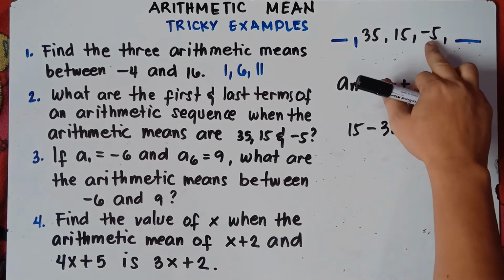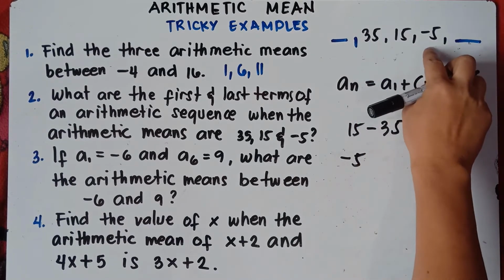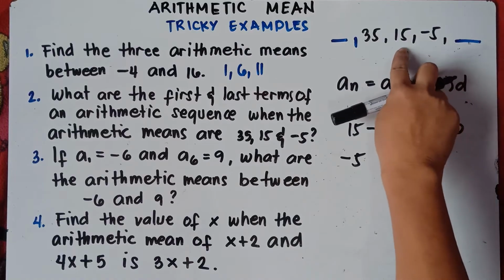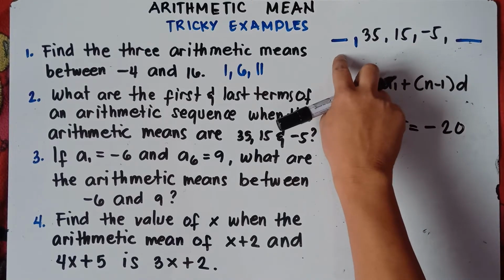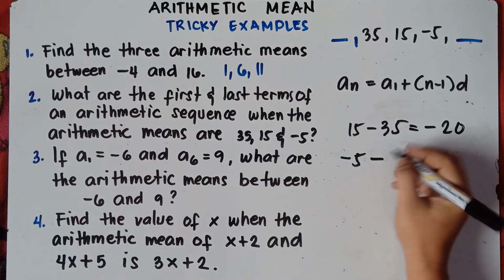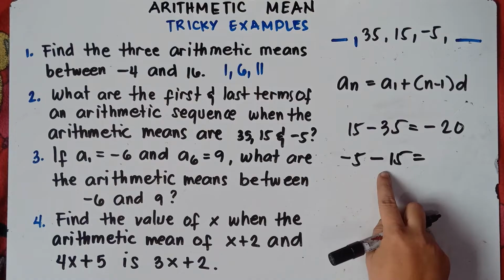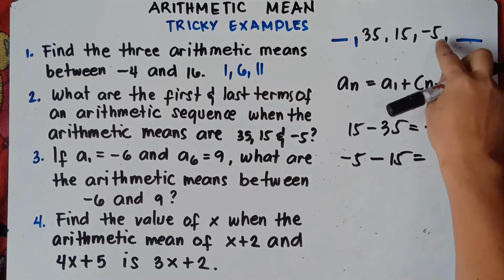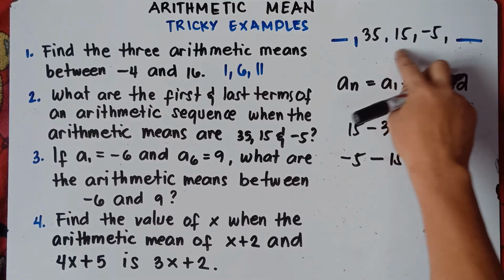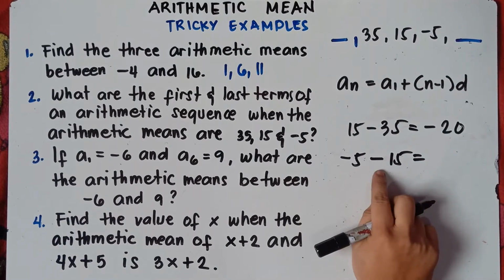You can also check, class, negative 5 minus 15. The fourth term minus the third term. This is the fourth term, class, because this will be our first term. Fourth term minus the third term: negative 5 minus 15. Once again, to get the common difference, subtract. Going to the left, you subtract.